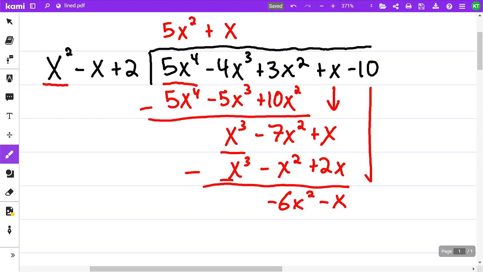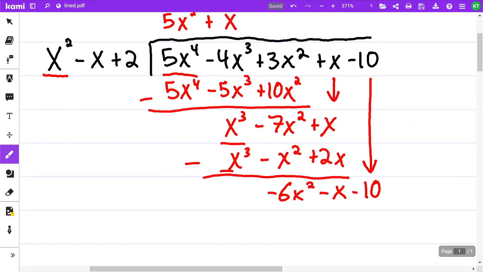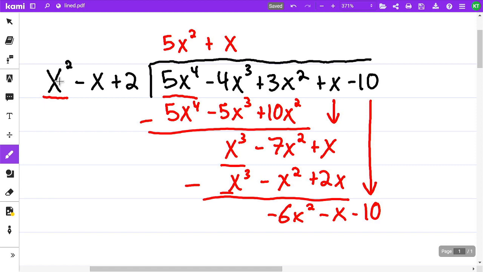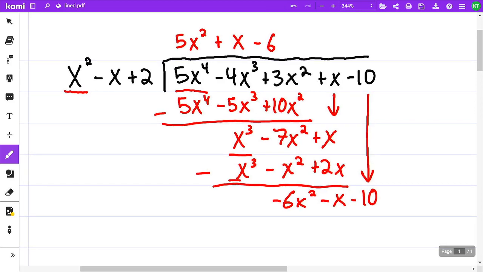And then lastly, we're going to bring down this negative 10. So once we bring down negative 10, we will have this. To get to that, we'll multiply by a negative 6. So we'll get negative 6x squared. That will give me a positive 6x. And that will give me a negative 12.